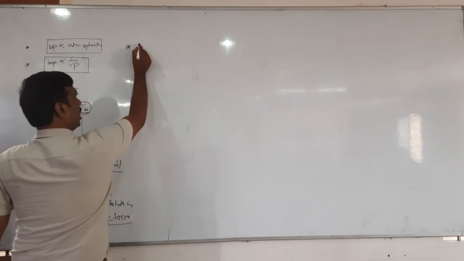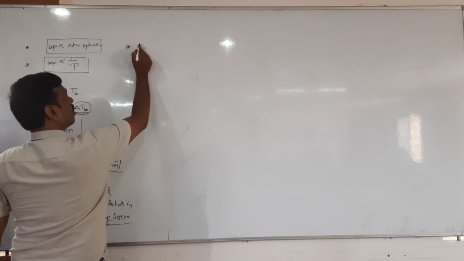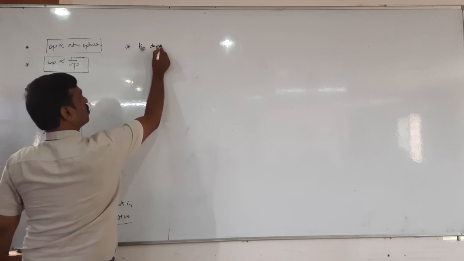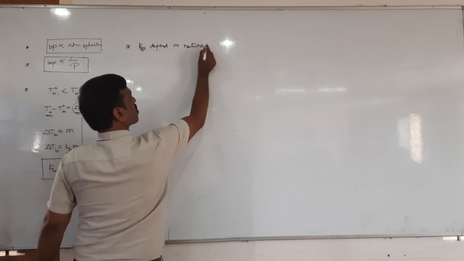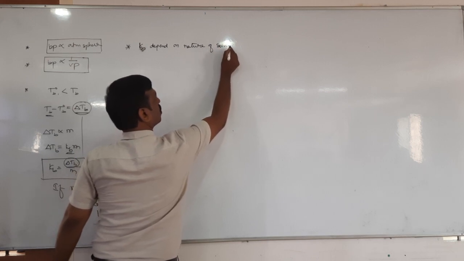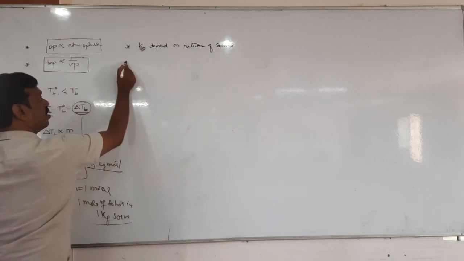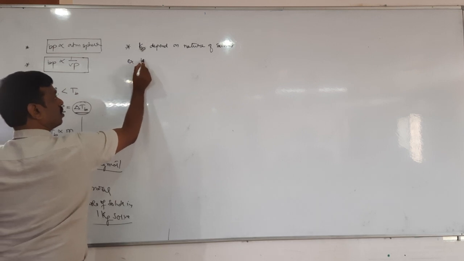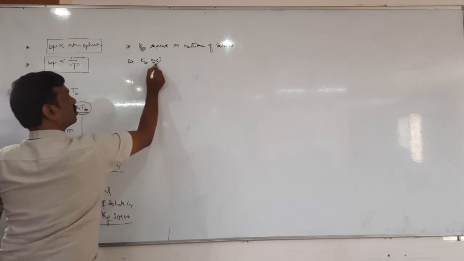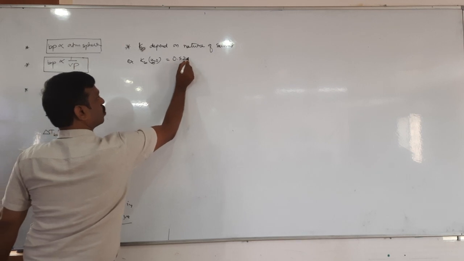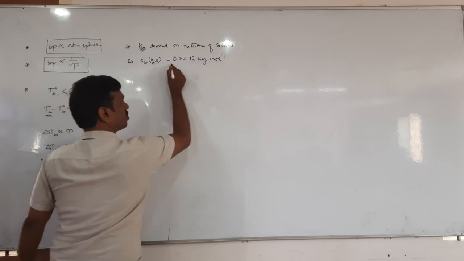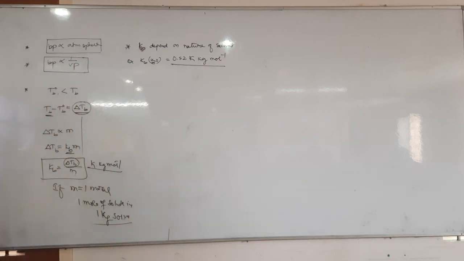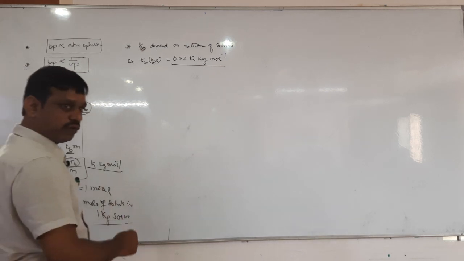Therefore, Kb depends on the nature of the solvent. Have you written this also? Okay. For example, what is the Kb of water? The Kb of water is always 0.52 Kelvin kg per mole. You have to remember this, at least for water. 0.52 Kelvin kg per mole. Okay, so till here completed, no?